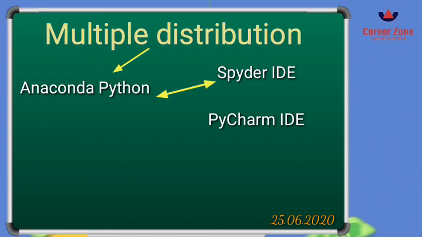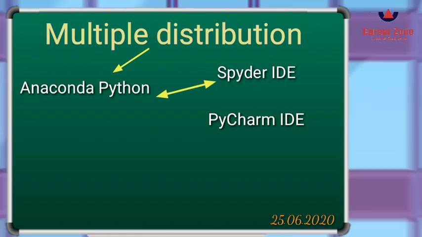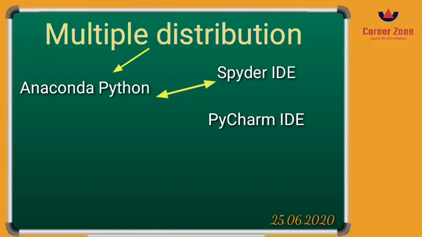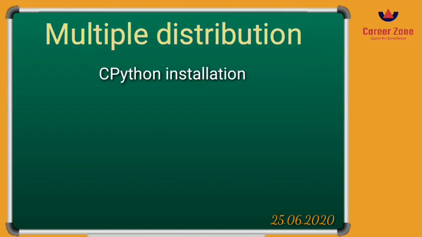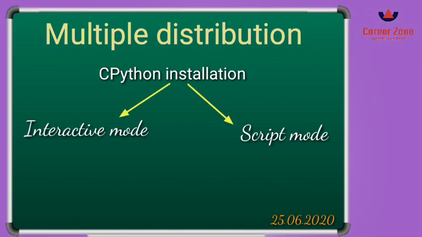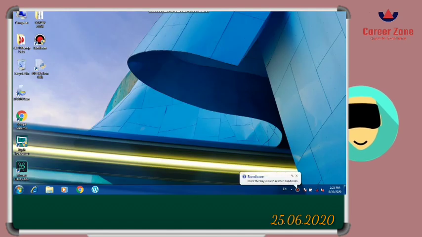So these are different distributions, different Python screens on which we can work, but we will be working on the default CPython installation, in which we will get two modes of Python. The first is interactive mode and the second one is script mode. So let us begin with the video and see how we can work in interactive and script mode both. So let us start, students.